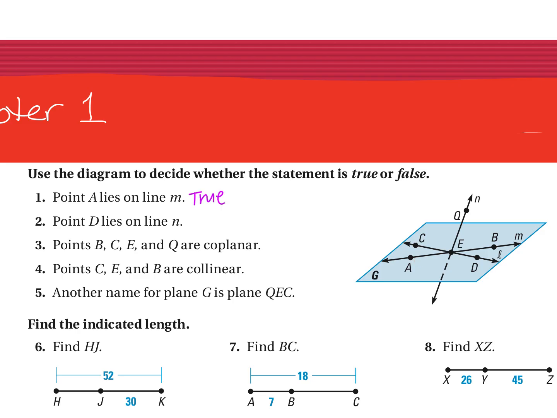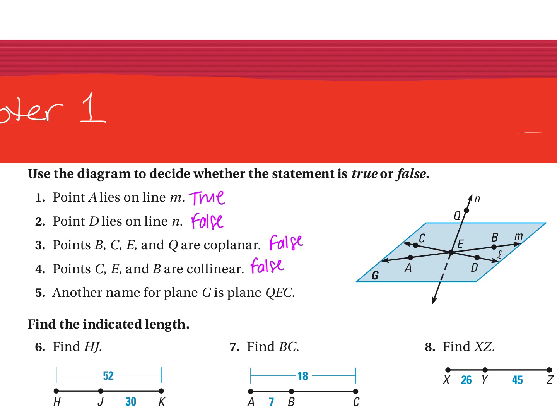Looking at the next one, point D lies on line N. No, it does not, so this is false. Looking at the next one, points B, C and E are coplanar. What does coplanar mean? Good. B, E, and C are in the same plane, but not Q. So this is false. Looking at the next, it says E, C, and B are collinear. What's collinear? Same line. Is it on the same line? No, it is not. So this is also false.